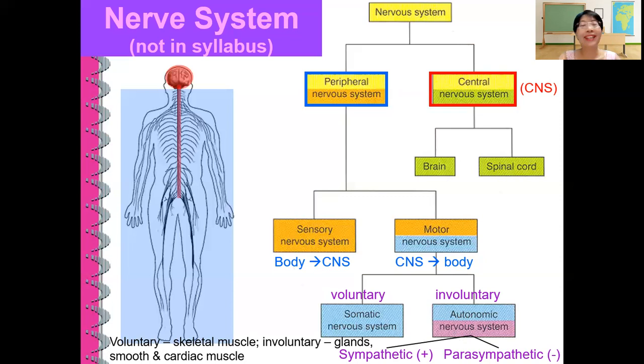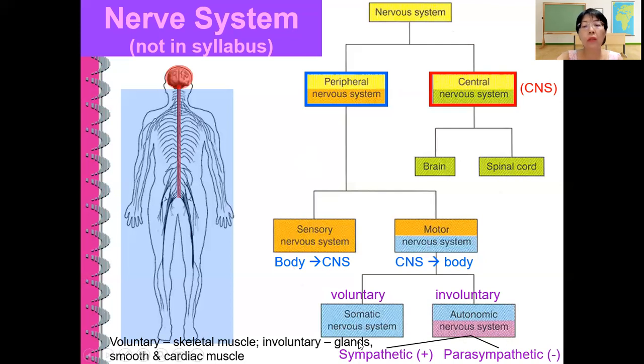So this is like an accelerator in your car. When you send an electrical impulse through this nervous system, it's going to accelerate your heart rate, as well as your breathing rate and so on. Parasympathetic is negative here, meaning it's like a brake. It's trying to slow down your breathing rate and your heart rate, automatically, depending on your need.